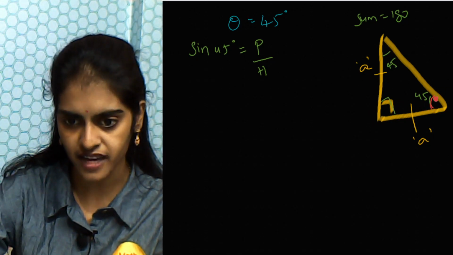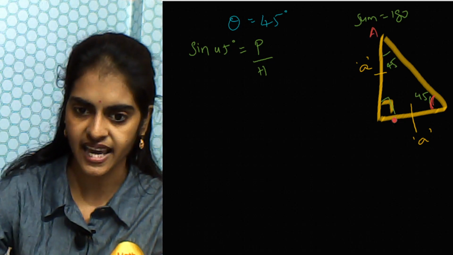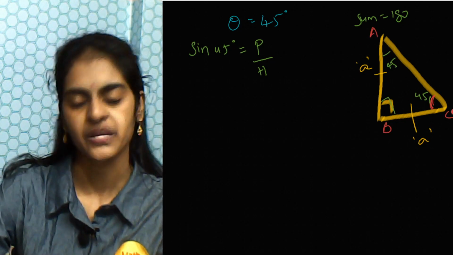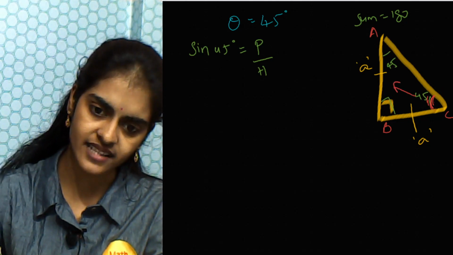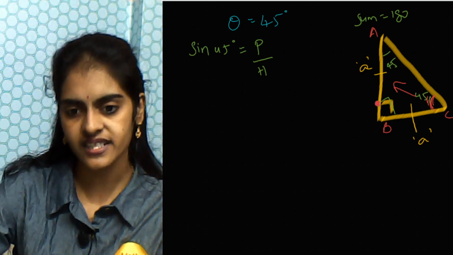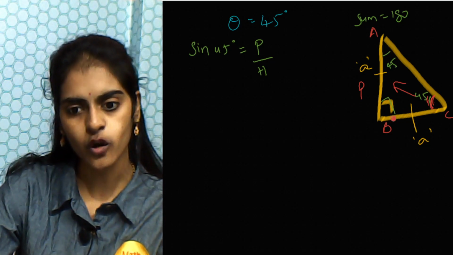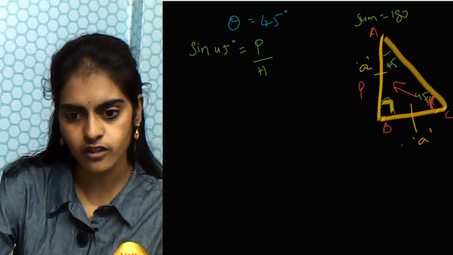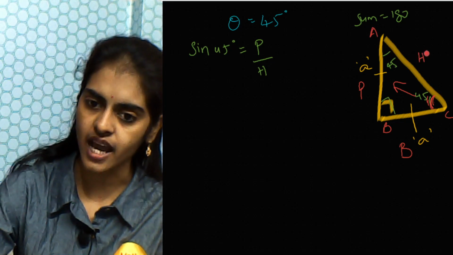Suppose I am taking the reference angle as this angle, and this is A, B, C. Now if I take this angle as the reference point, this side AB is opposite to angle C, so this is the perpendicular side. This side BC is along with angle C, so this is called the base or the adjacent side, and this side is anyway called the hypotenuse.